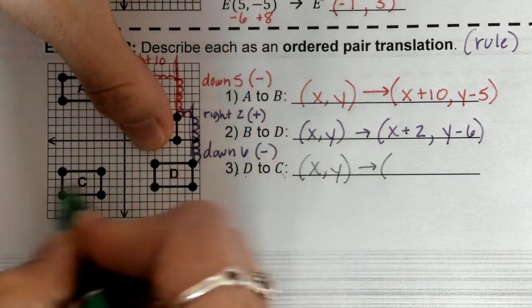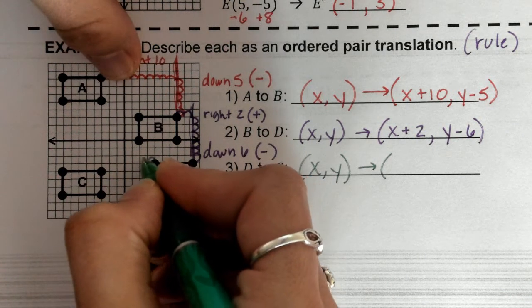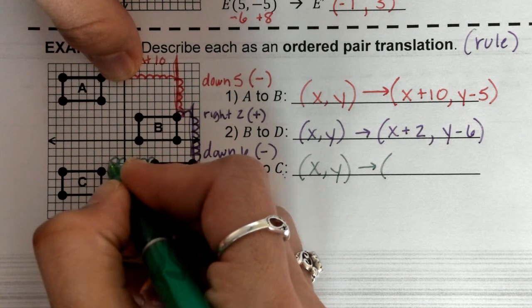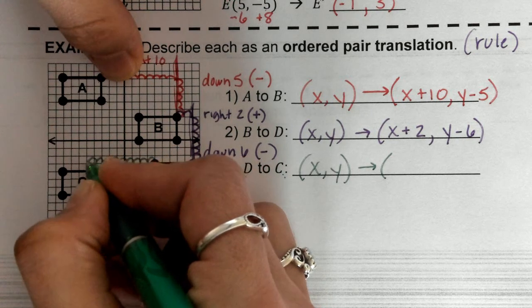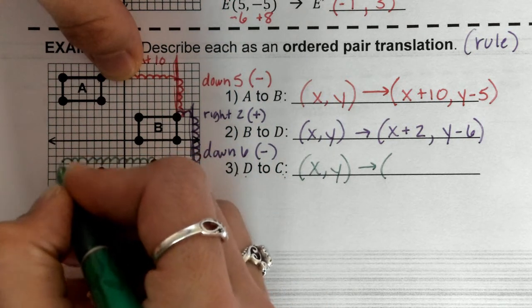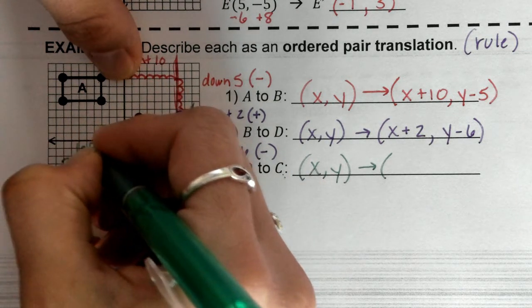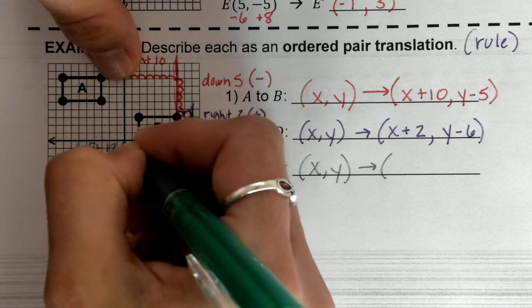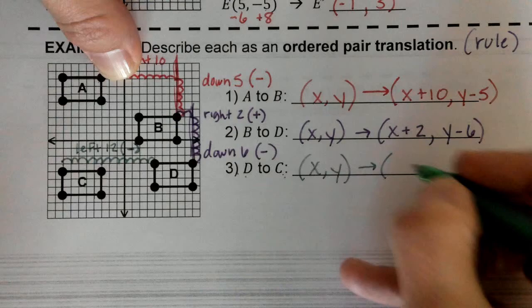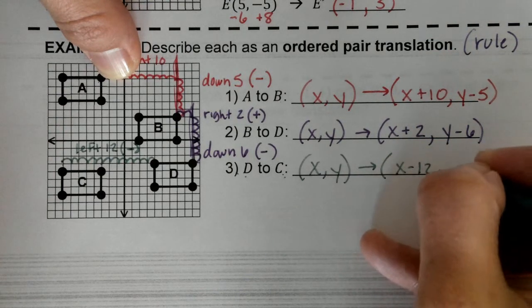And I'm going to go left and right first. So I'm going to go 1, 2, 3, 4, 5, 6, 7, 8, 9, 10, 11, 12 to get in line with that top left over here. Long way, right? This time we went left 12. So since we went left, that's going to be a subtraction, x minus 12.